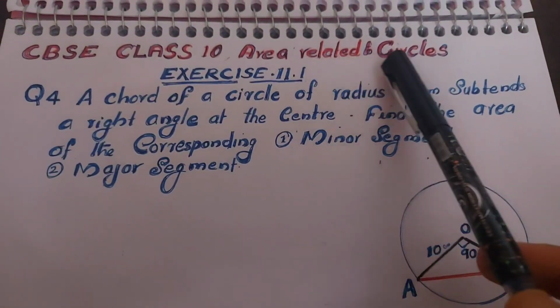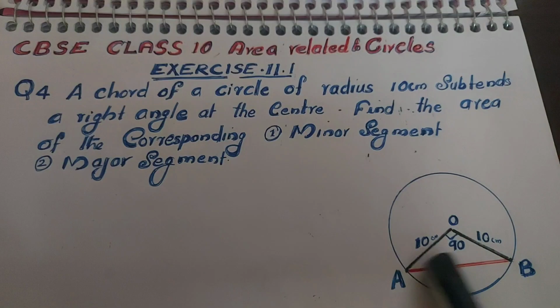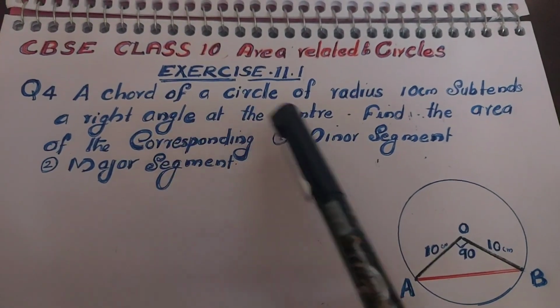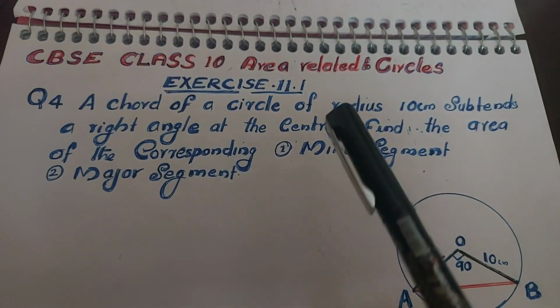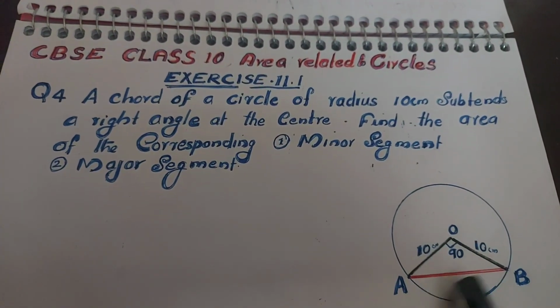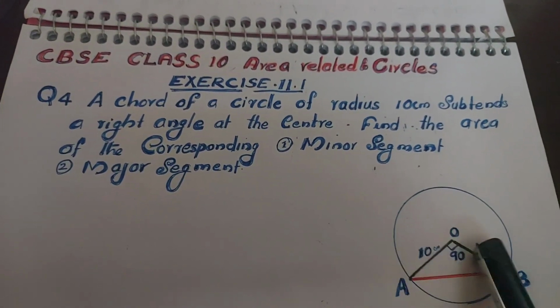CBSE Class 10, area related to circles, exercise 11.1, question number 4. The chord AB of a circle of radius 10 centimeters subtends a right angle, 90 degrees, at the center. Find the area of the corresponding minor segment below the chord AB and also find the area of the major sector.